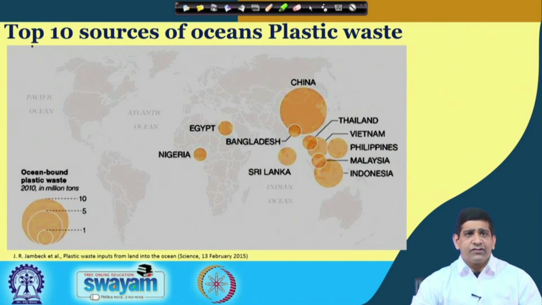So, the top 10 sources of ocean plastic waste. China is pretty high. We see a lot of things coming from China. Then Thailand, and India is right there as well. In these bubbles, you see the ocean-bound plastic waste in million tons. As you can see, China, Egypt, Bangladesh, Nigeria, and India overlaps with China here. Then Thailand, Vietnam, Philippines, Malaysia, Indonesia, Sri Lanka. Those were the top 10 sources of ocean plastic waste.